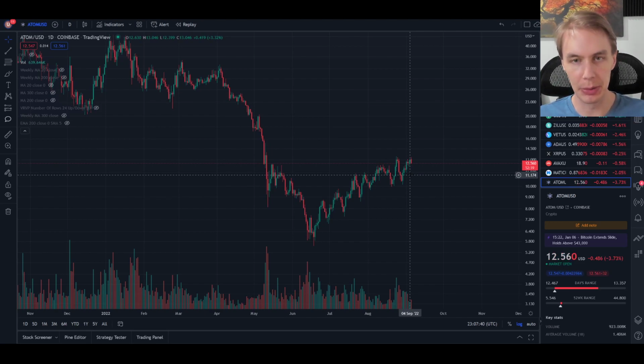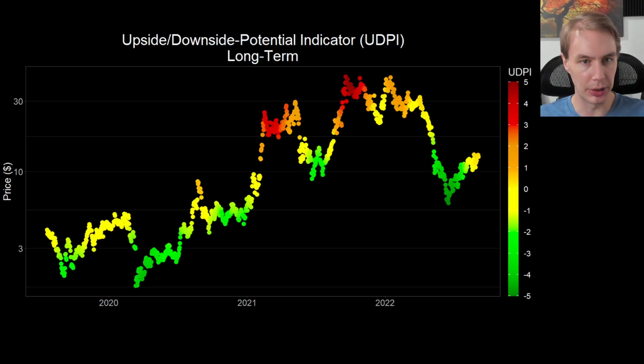So what might this overperformance mean? Can we expect this to continue, or is Atom also likely finding a local top here? And what might this mean going forward in a more macro sense? So to start talking about these questions, I want to talk about some of our indicators, our models that we have here on the channel.